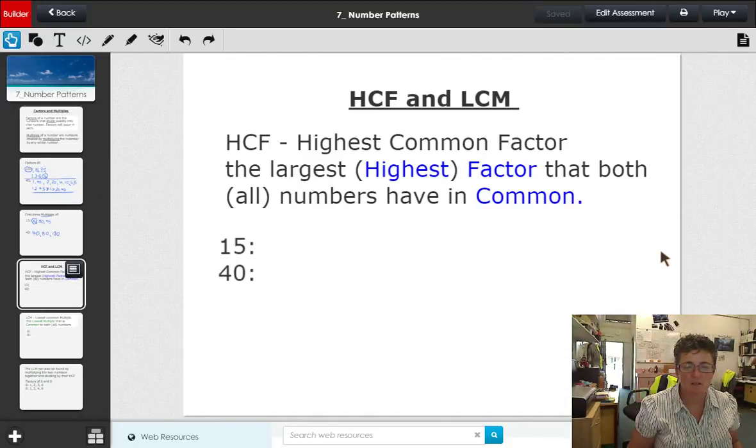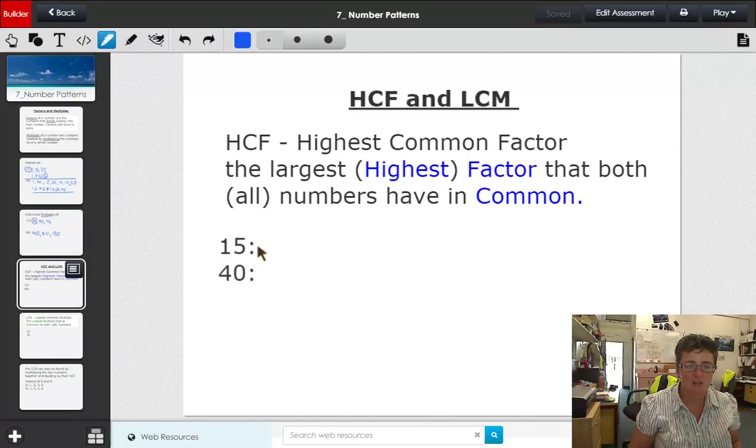In the last lesson, we looked at factors and multiples. In this lesson, we're going to look at how to calculate the highest common factors for numbers and the lowest common multiple. So let's start with the highest common factor. What it is: the highest common factor is the largest or highest factor that is common to both numbers or multiple numbers.